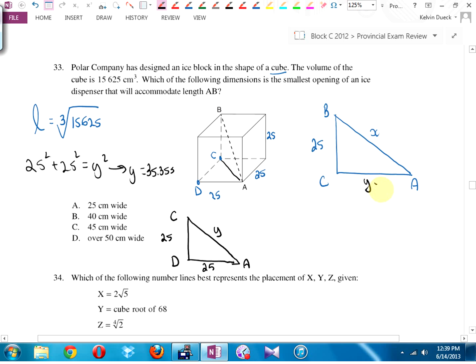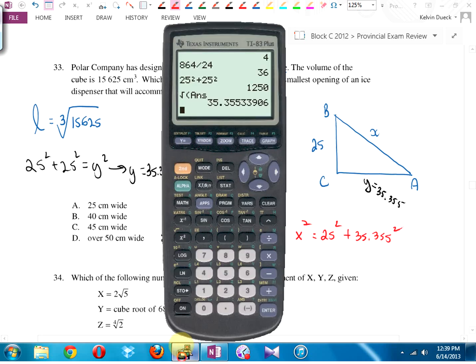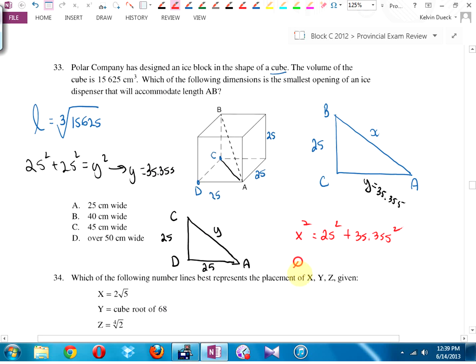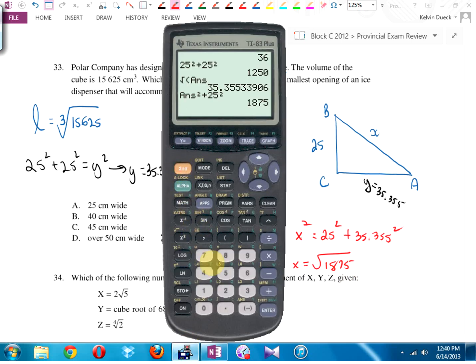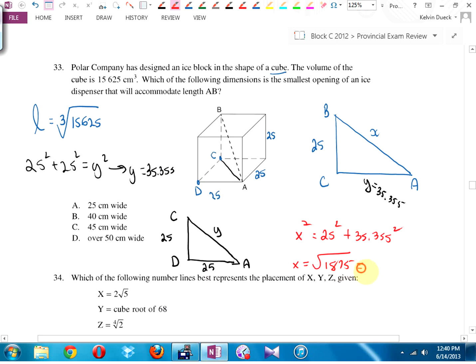Which means this right here is 35.355. And now I can find x squared. X squared is going to be 25 squared plus 35.355 squared. In fact, I'm going to use my answer button, Curtis. I'm going to go that number squared plus 25 squared. I get x squared is 1875. So x is going to be the square root of 1875, which is what? 43.3.